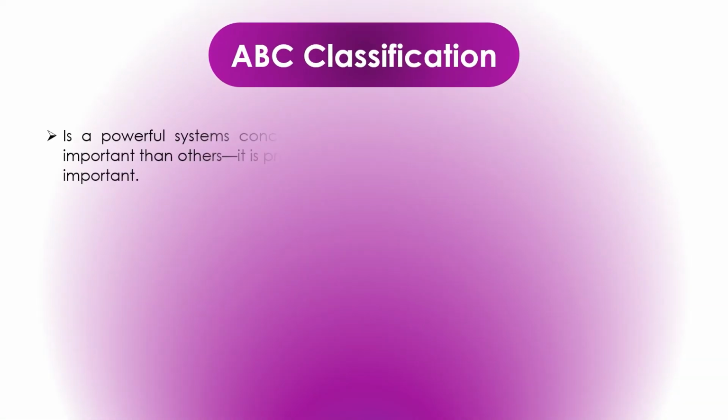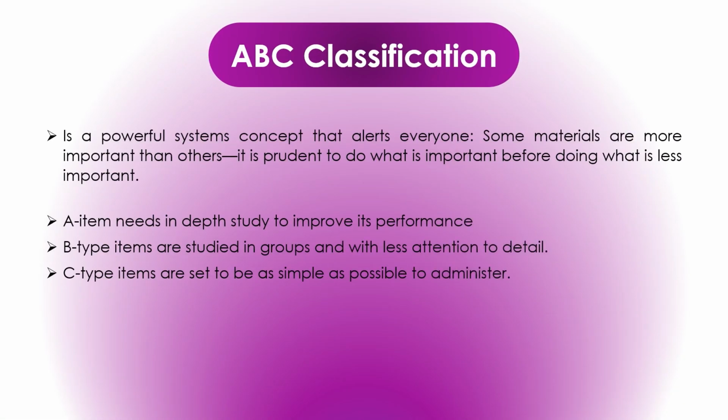Now let's proceed to another technique used in inventory management, which is the ABC classification. So this is a powerful systems concept that alerts everyone. So it says that some materials are more important than others. It is prudent to do what is important before doing what is less important.